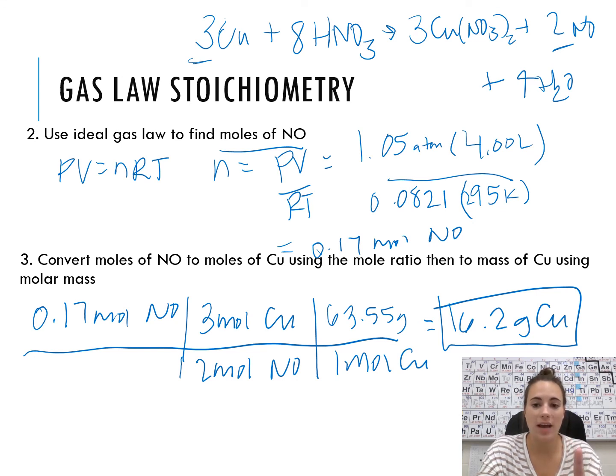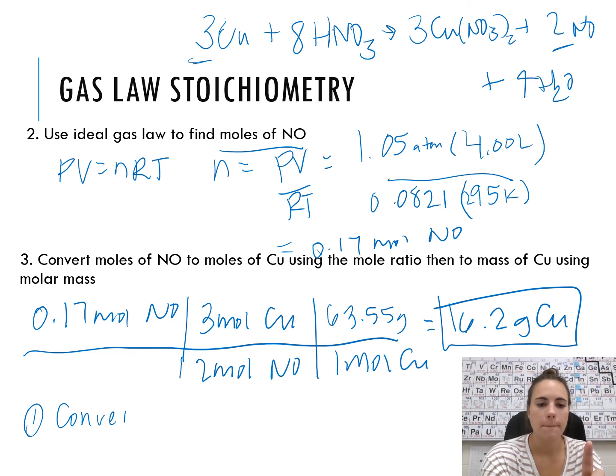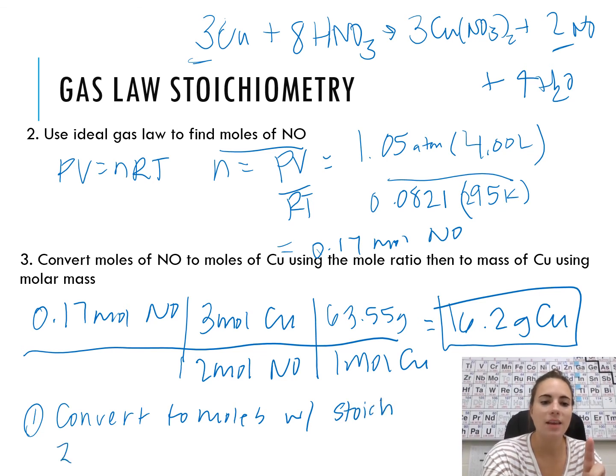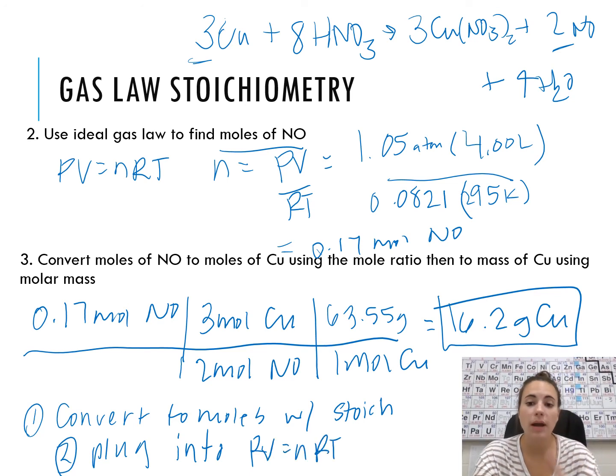So the only difference here is one step of your conversion, if you're not at STP, has to be the ideal gas law. You might have to convert to moles first with your stoichiometry, then plug into PV equals nRT. Or you might have to do what we just did, plug into PV equals nRT to get moles, and then convert with stoichiometry. All right, this is our last lesson.